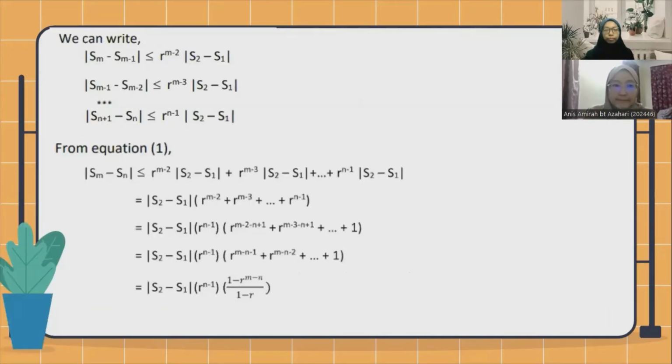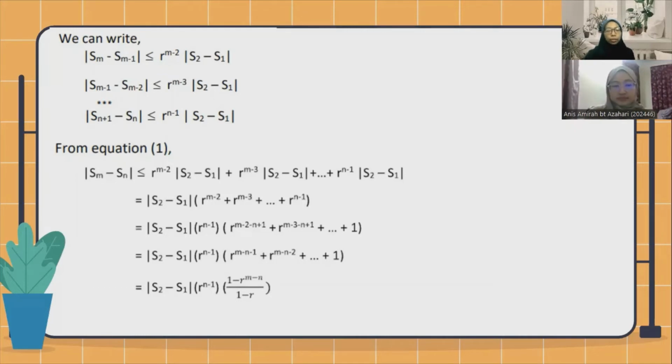So next, now we can write |S_m - S_{m-1}| less than or equal to R to the power of m minus 2 times |S_2 - S_1|. Next, |S_{m-1} - S_{m-2}| is less than or equal to R to the power of m minus 3 times |S_2 - S_1|, etc. And lastly, |S_{n+1} - S_n| is less than or equal to R to the power of n minus 1 times |S_2 - S_1|. So next, I will pass the presentation to Mardhiah.